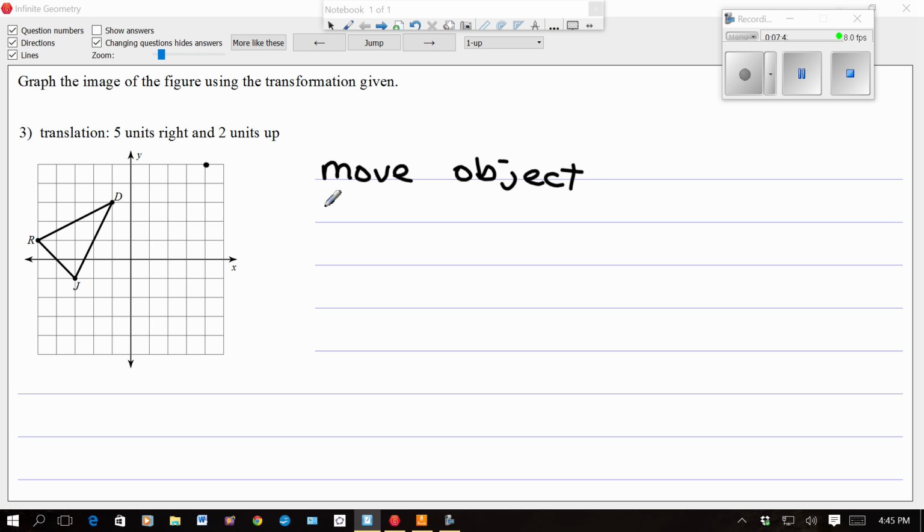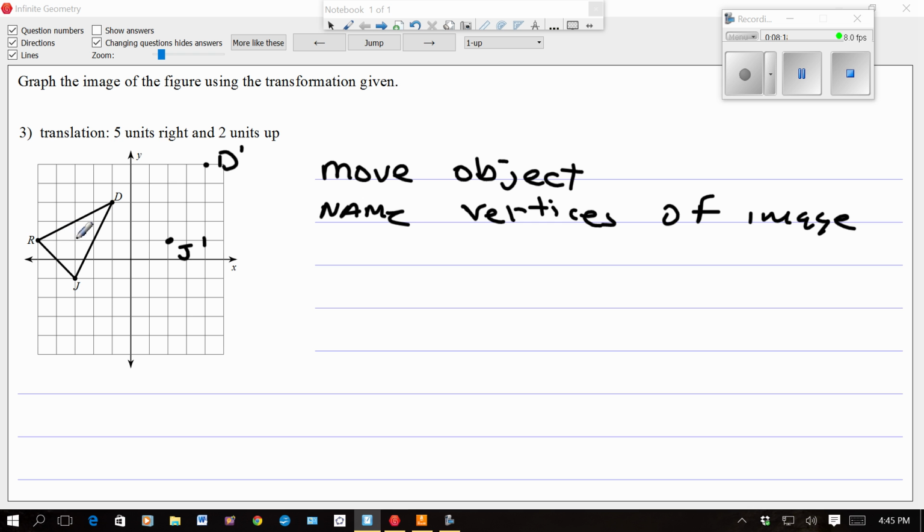Now I want you to name the vertices of your image. So this is called D prime. We give it the prime name because we know it's not the original. Okay, let's move J. I want to move 5 units to the right, 1, 2, 3, 4, 5, and 2 units up. And there's J prime. Okay, R: 1, 2, 3, 4, 5, and 1, 2.